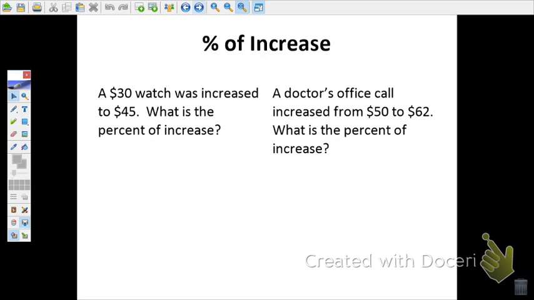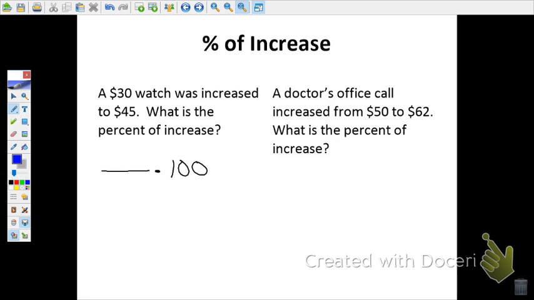So if you open up the percent of increase flap, we have a couple of examples that we are going to take a look at. This first problem says a $30 watch was increased to $45. What is the percent of increase? So when we work these problems looking at that formula, we're going to have a fraction, and then we're multiplying it by 100.